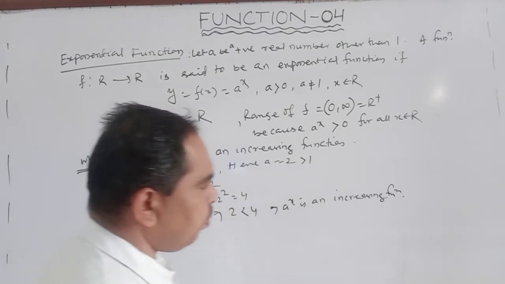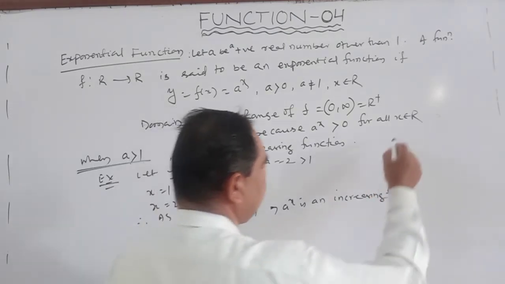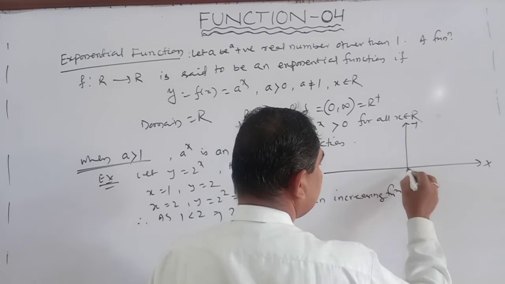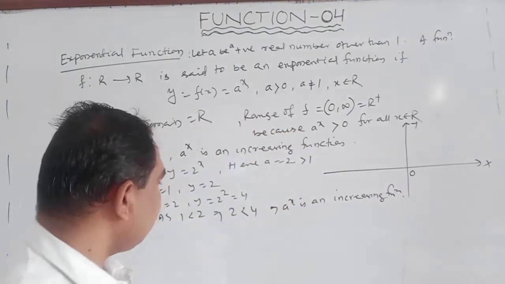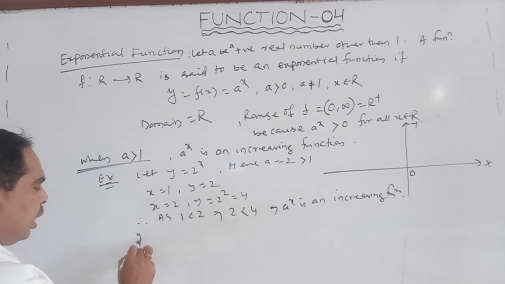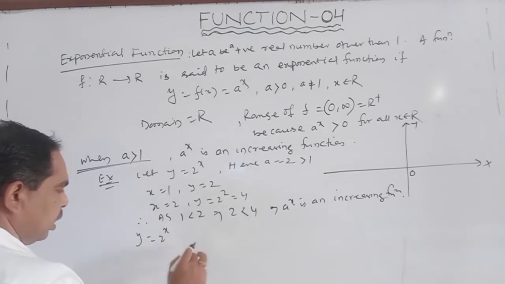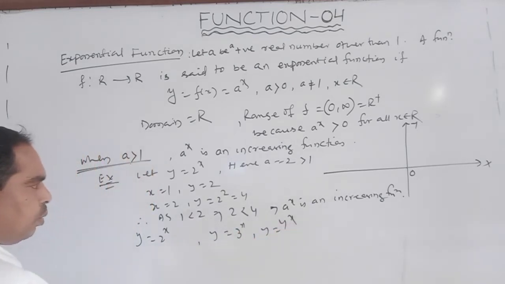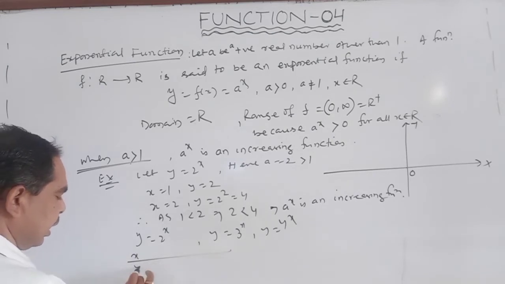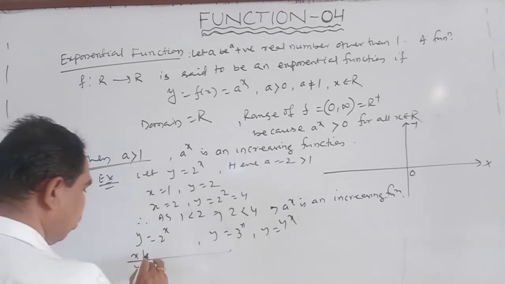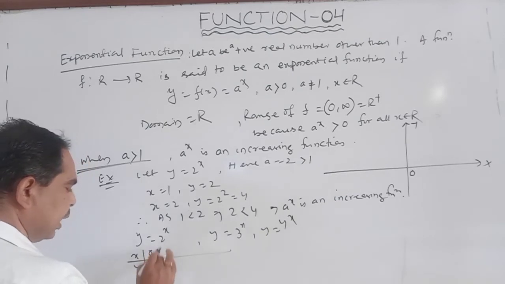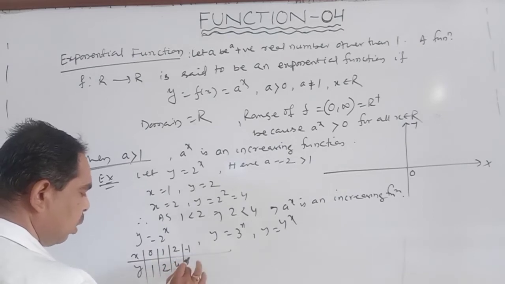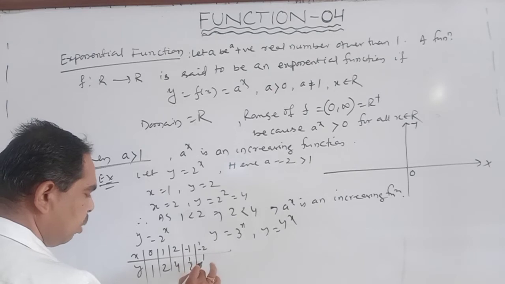So look at the graph. This is x, this is y, origin. So here y is equal to 2 to power x, y is equal to 3 to power x, y is equal to 4 to power x. Same type. x, y. X is equal to 0, y is 1, x is 1, y is 2, x is 2, y is 4, x is minus 1, y is 1 by 2, x is minus 2, y is 1 by 4.